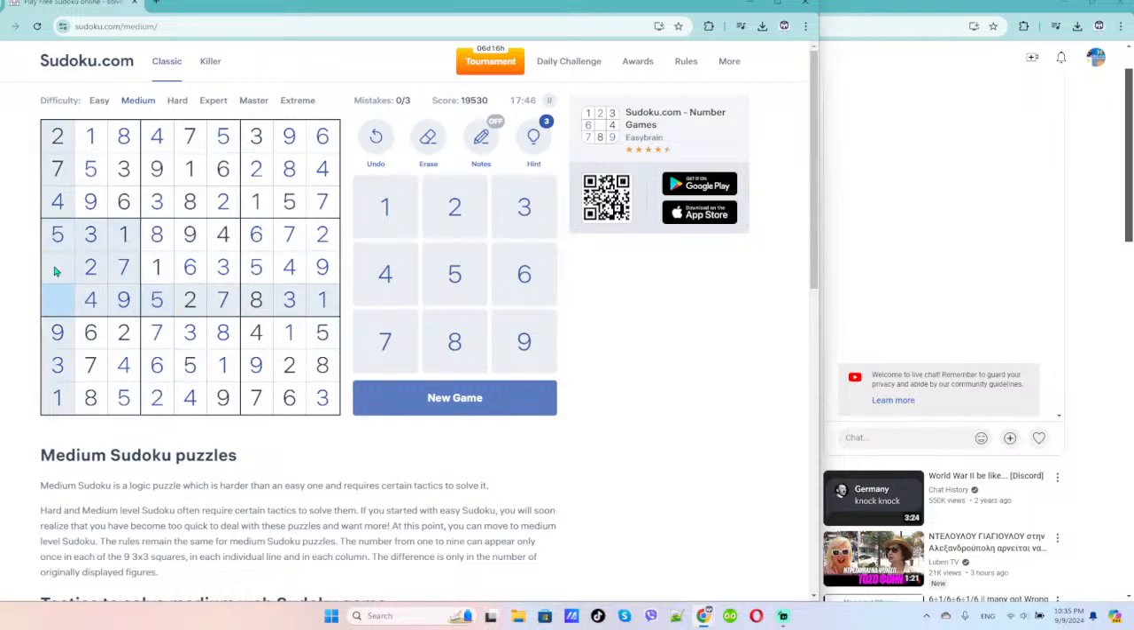20 cells. Guess what? We solved the Sudoku. Oh, blunder. Erase. The missing number here is 6. What a mistake. And that goes here, and it's complete.